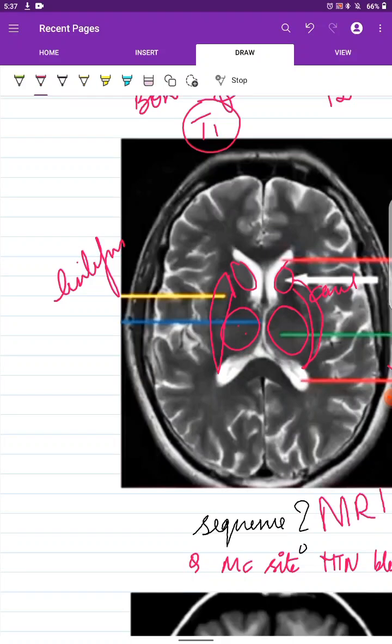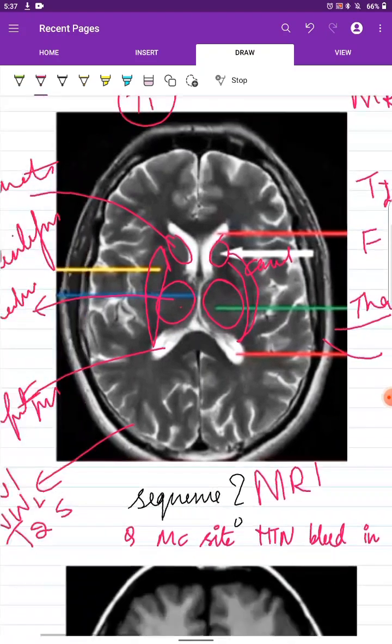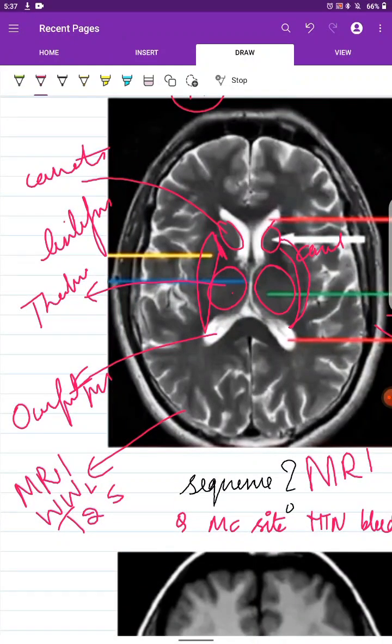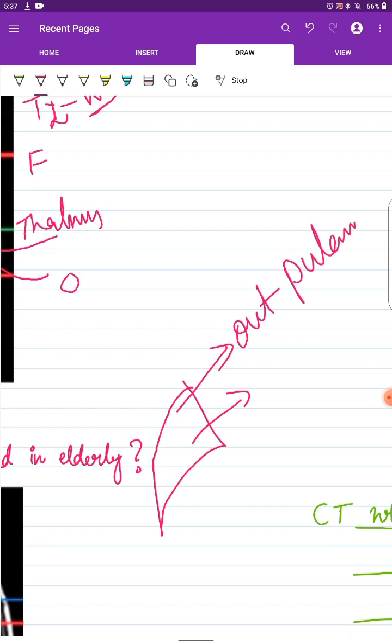This one is thalamus, caudate. This is the occipital horn. Clear? This is nothing but our MRI, World War II, hence I told T2 sequence. One more thing, this is lentiform nucleus. The lentiform nucleus, which is lens shaped, is made up of outer putamen, inner globus pallidus.